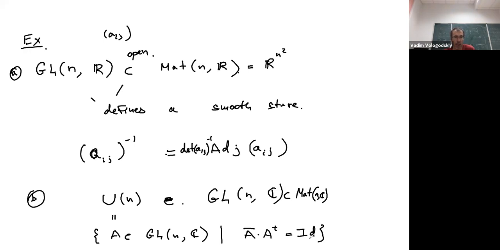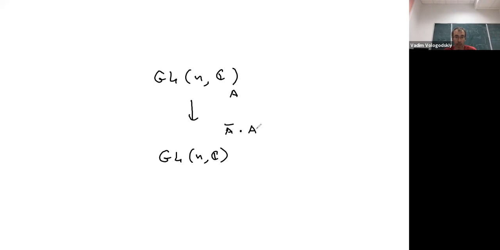So the Jacobian of this map. You can consider GL_n(C), which is a manifold, and you can consider a map from this group to itself, which takes a matrix A to A transpose times A conjugate, A transpose. So the unitary group is the preimage of the identity matrix.